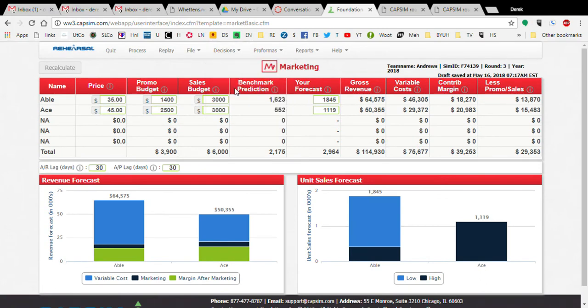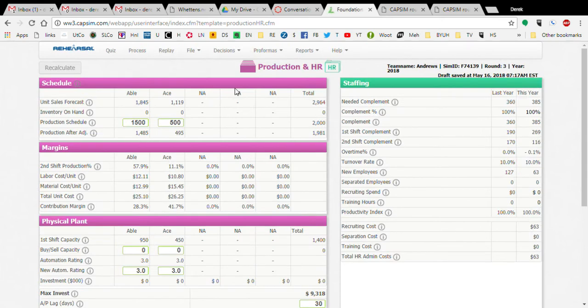Next, I'm going to come to the production. Now that I've forecasted how many I think I'll sell, now I need to produce. Make sure I produce enough. You'll see these two numbers come over from the last page, the forecast from there. My inventory on hand, I sold out. I don't have any left. If I did have some left, I'd have to figure that into how many I'm making this year, but I don't have any left. So I want to make 1845.